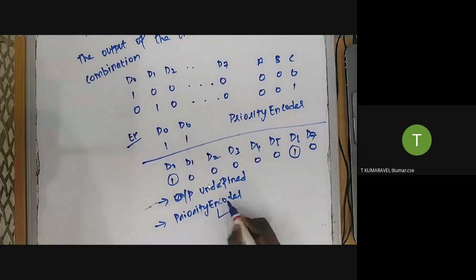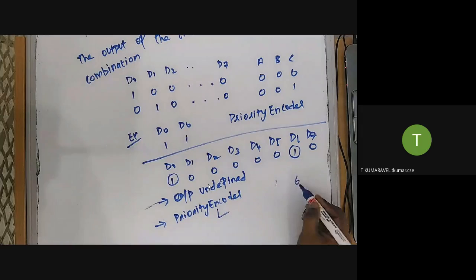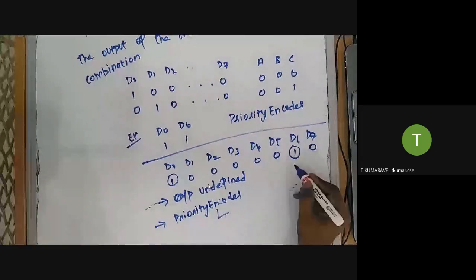So with the priority encoder, if such cases exist, how are you going to predict the output? The output is the input value whose subscript has the highest priority, and that is treated as the output value. In this scenario, which one has the highest priority, 0 or 6? 6 has higher priority than 0. That's why I'm going to consider the output as 6.